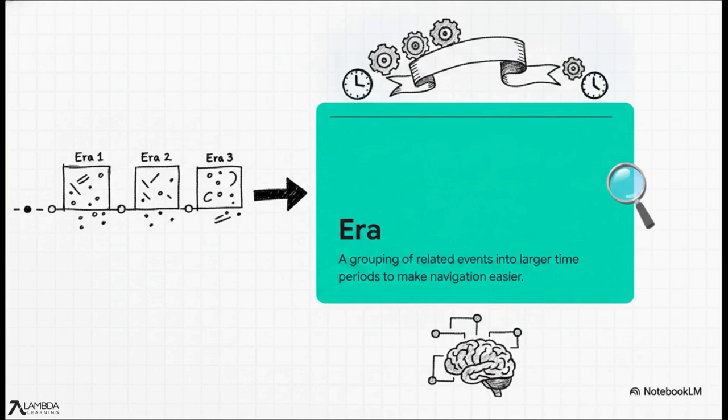But wait, what if your timeline covers a massive, sprawling span of time? Well, that is exactly where eras come in. An era is this super powerful H5P feature that basically chunks a long timeline into larger, recognizable time periods. So instead of your learners staring at dozens of random, unrelated dates, they immediately recognize the larger phases in the story. It makes complex timelines so much easier to navigate and digest.